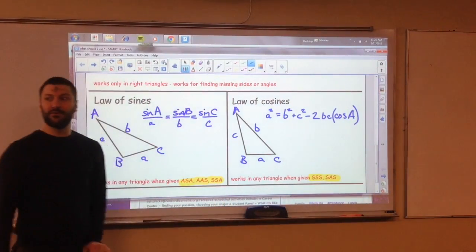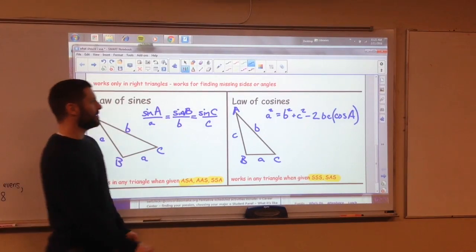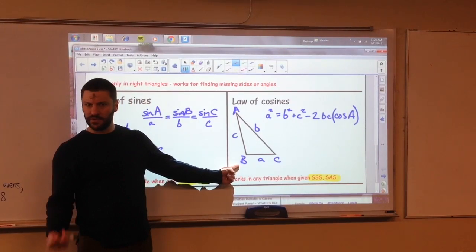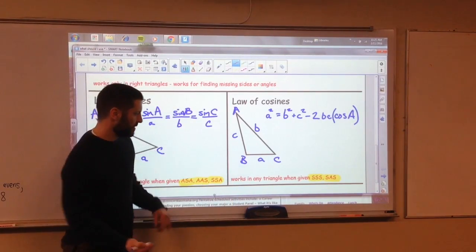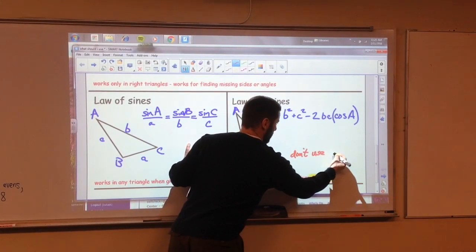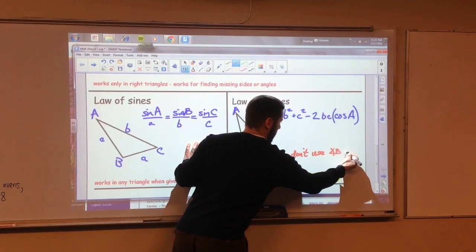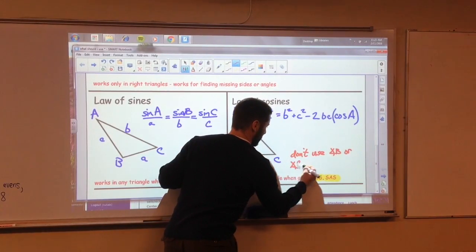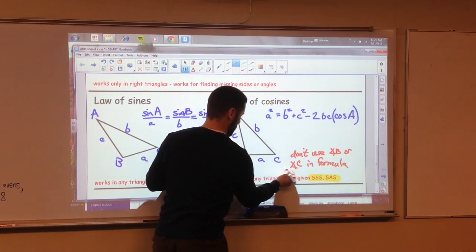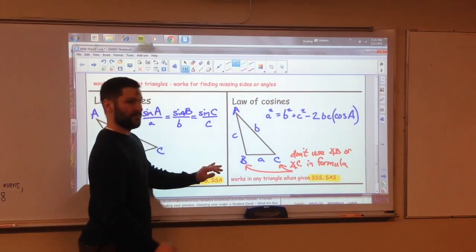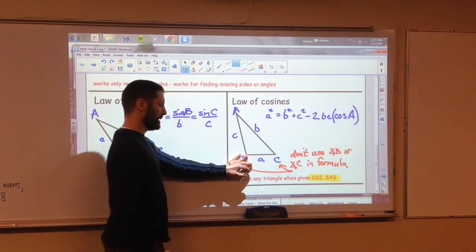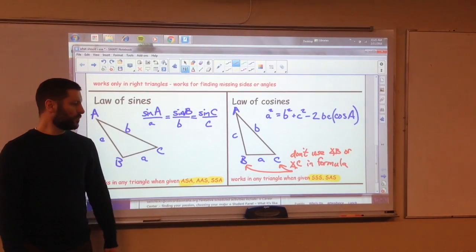And it's a big long formula where you have to plug things in. What off of this triangle is not used in the law of cosines? What two things? Angle B and angle C. You don't use angle B or angle C in the formula. These two things just don't get used. In fact, they won't even be there. It'll give you a side, or it'll ask for a side.